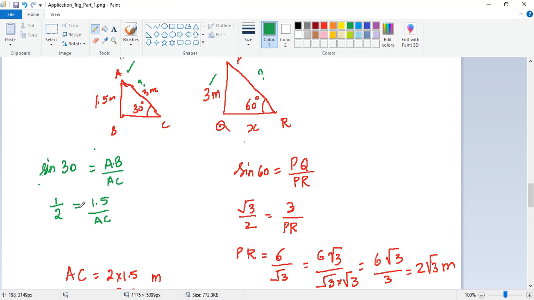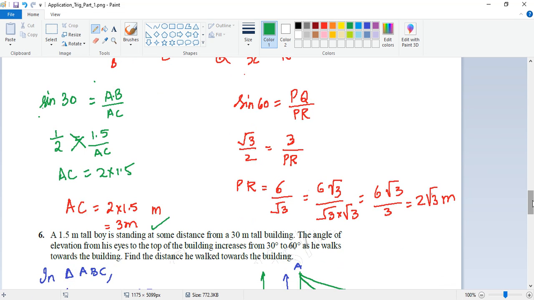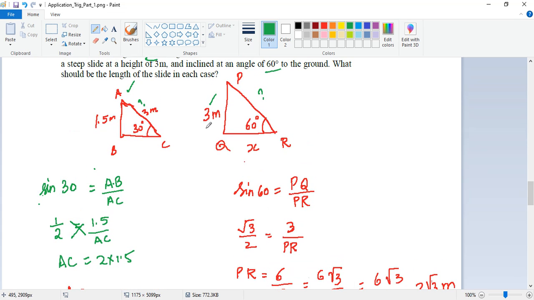Okay, so I can cross multiply this. So I get AC equals 2 into 1.5. This is what I have written over here. So 3 meters. So for the smaller children, I get the slide's length to be 3 meters.